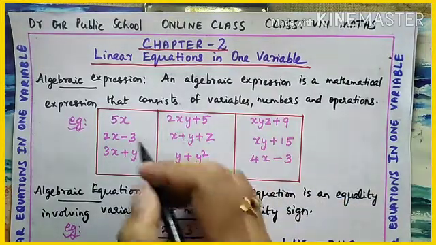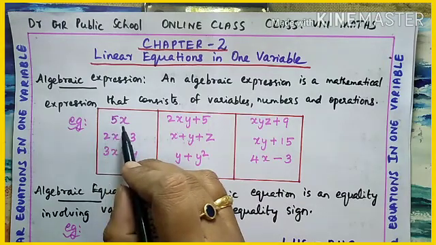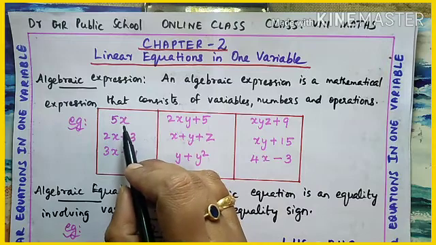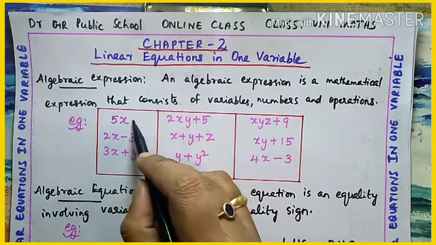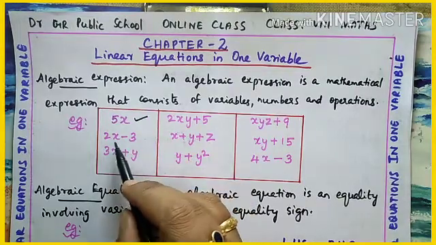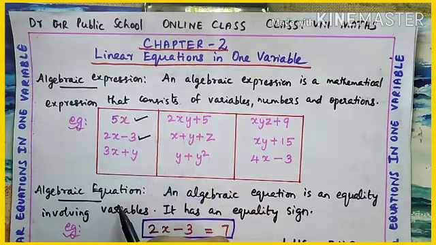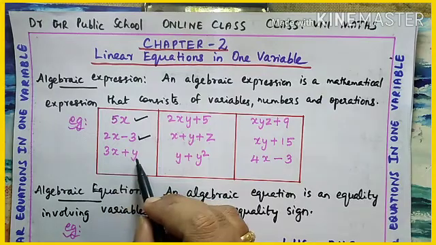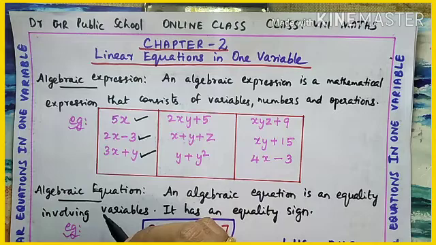So all of you go through this. What is this? 5x. 5x is an algebraic expression where x is the variable. Correct? So 5x is an example. 2x minus 3. Here also you can see a variable x. So this is also an expression. 3x plus y. x is a variable here. y is also a variable. So this is an expression having two variables.